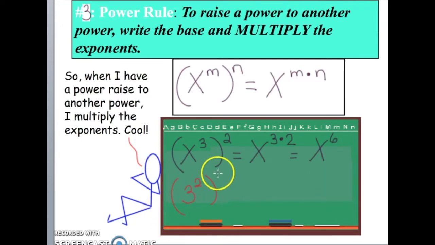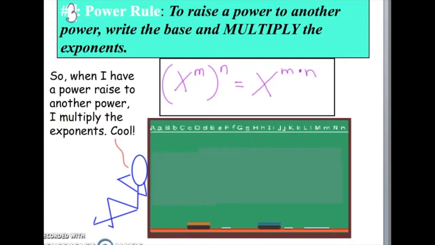It's being raised to the 4th power. Simply keep our base and multiply exponents. So 2 times 4. And this is equal to, keep my base, 2 times 4, 3 to the 8th power. Hope that makes sense to you.